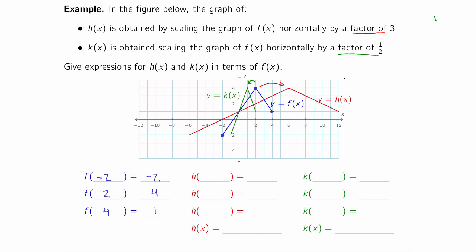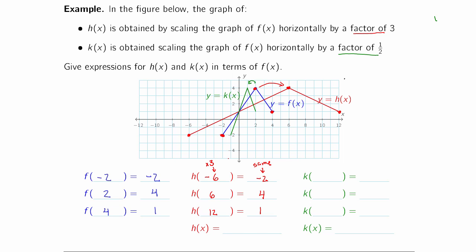To get the graph of h, we take each of those points and triple its x-coordinate. So the point (-2, -2) becomes the point (-6, -2). The point (2, 4) becomes the point (6, 4). The point (4, 1) becomes the point (12, 1). So we see that the output stayed the same, and the inputs are 3 times as big.